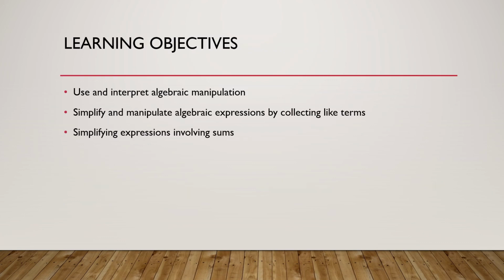So hopefully we've had a look today at using and interpreting algebraic manipulation. So algebraic manipulation is how we write algebra. So as we've said, instead of 2 multiplied by x, we've got 2x. Simplify by collecting like terms, and simplify expressions involving sums.